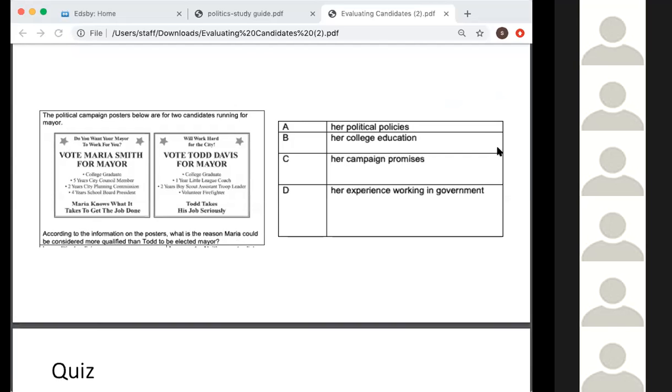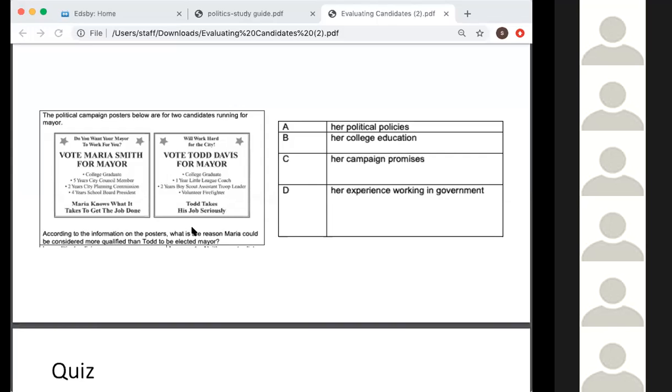Let's see, who can I unmute? Justin, you there? What do you think for this one, buddy? Why would Maria be more qualified? No, they both are college graduates. She was on the city council. D. Her experience, good job, buddy. Her experience working in government would make her a more qualified candidate for mayor than this person.